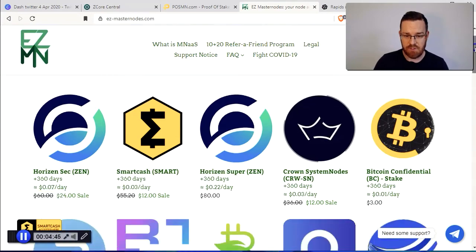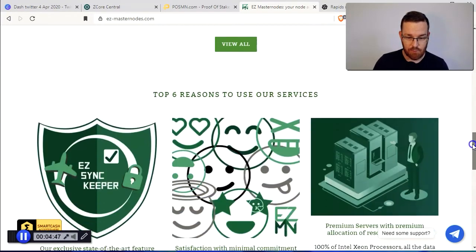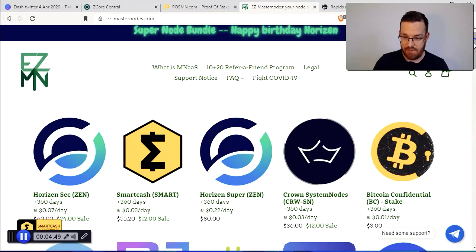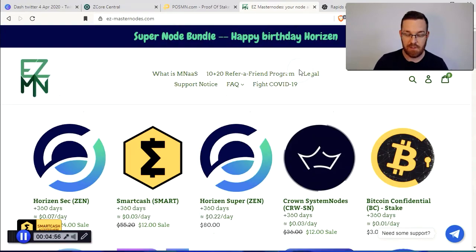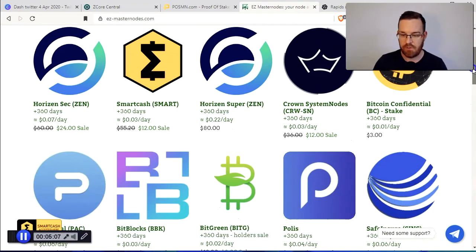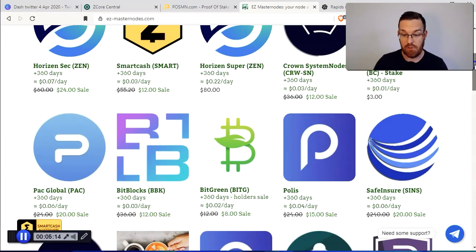easymasternodes.com covers a bit fewer coins. However, I've used this one and it's really good. They cover Horizen, and they have a little promotion here. I really like Horizen. If you host a super node, you'll get a secure node for free included in that, so check that out. They also host SmartCash and Bitcoin Confidential, which is kind of the same thing as SmartCash for staking. That's a bit different, but another option you can look into for staking.